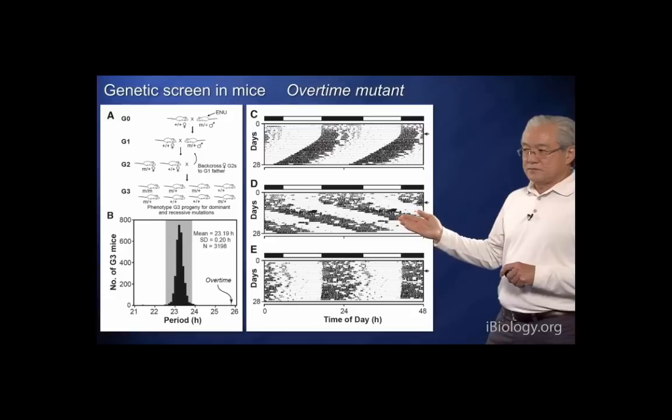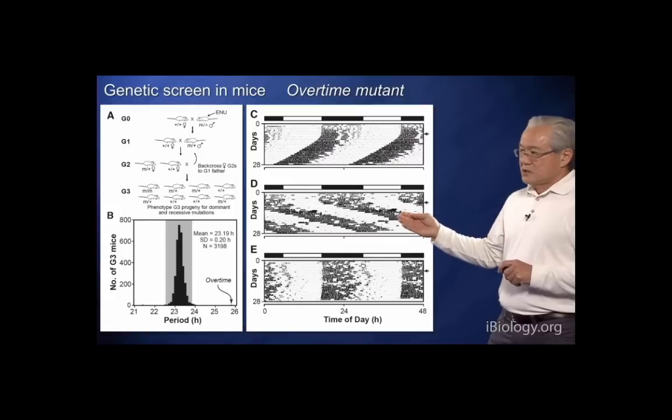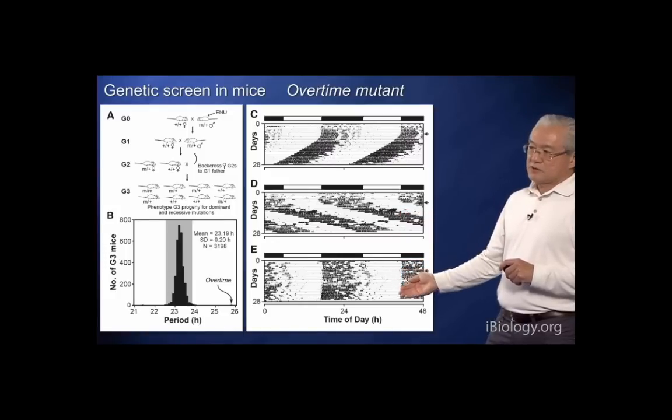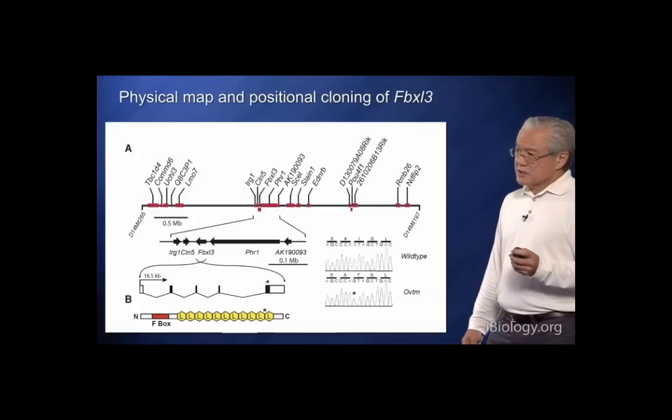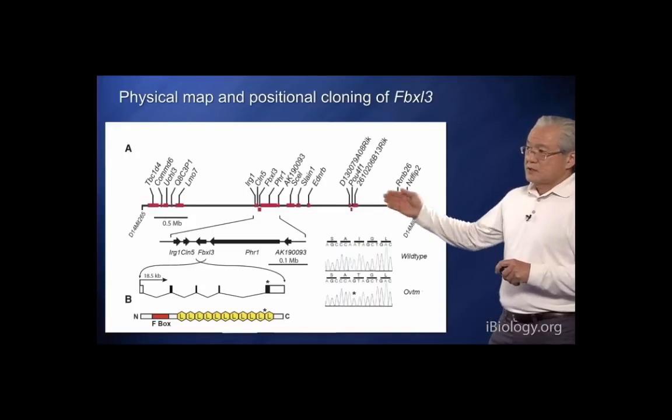We found this mouse, shown in the middle panel, which has a 26-hour clock. And this mutant we named Overtime. It turned out that this mouse didn't breed, but we were able to recover the mutation from a sib, this mouse below, which turned out to be a heterozygous carrier. And using this mouse, we were able to map the mutation to this region of the genome.